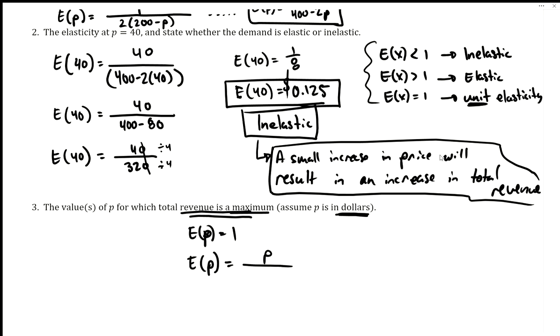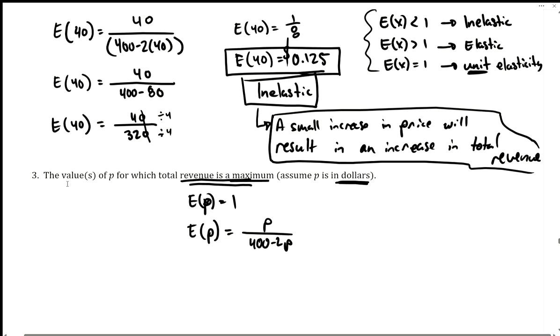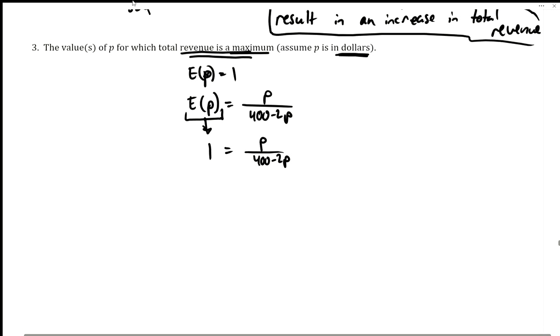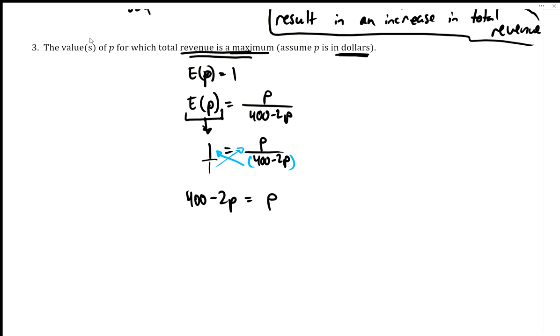So p over 400 minus 2p like that. Okay, and they want us to find the values for when it does equal 1. So it's saying change this and just make it into 1. And then now solve this equation. So to solve this equation, usually it's just a quick cross multiplication because this 1 is instantly over 1. So we can take the 400 minus 2p and multiply across, and then that 1 and multiply across. So we would have 400 minus 2p is equal to p.